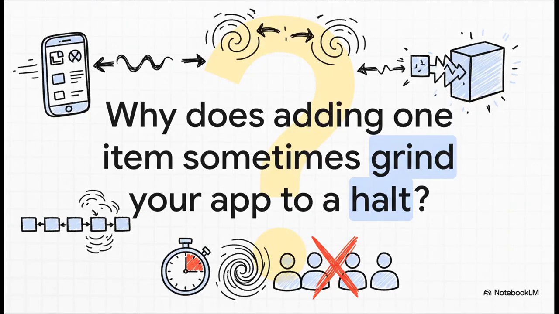You've been there, right? Your application is just humming along, everything's smooth, but then you do one tiny thing, like add a new item to a list, and the whole thing just freezes. It takes forever. So what is actually going on under the hood? This is the exact problem we're going to solve today.